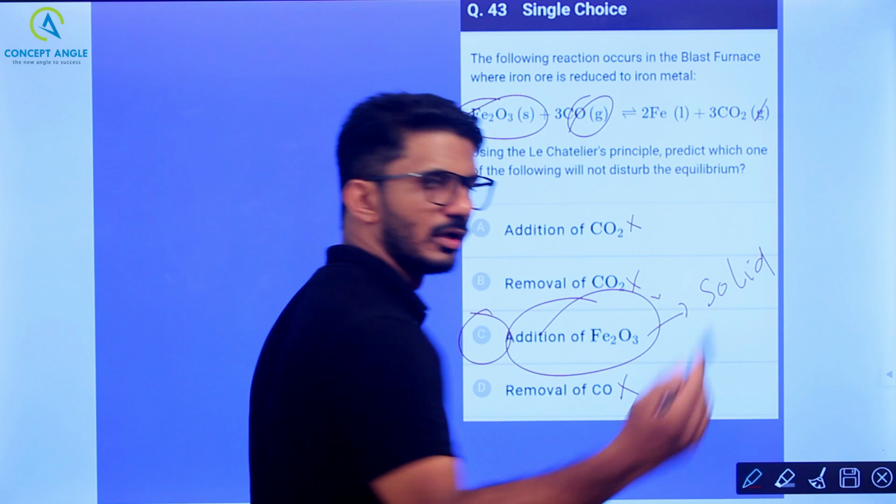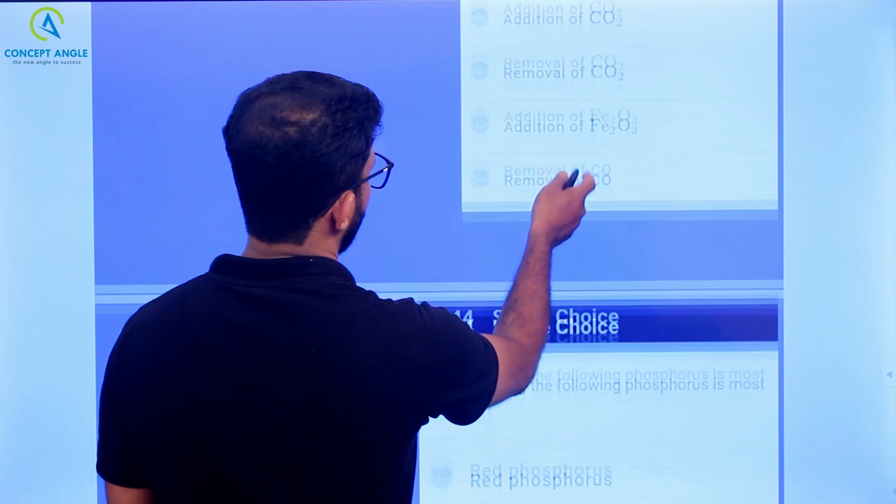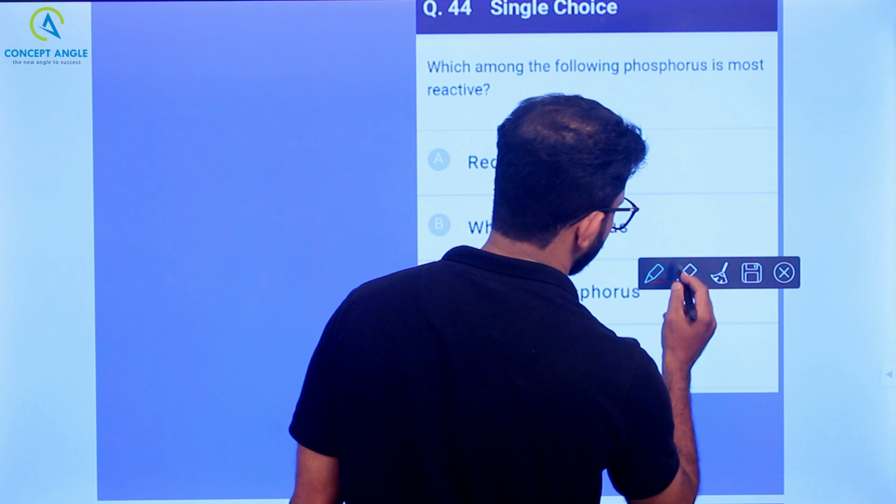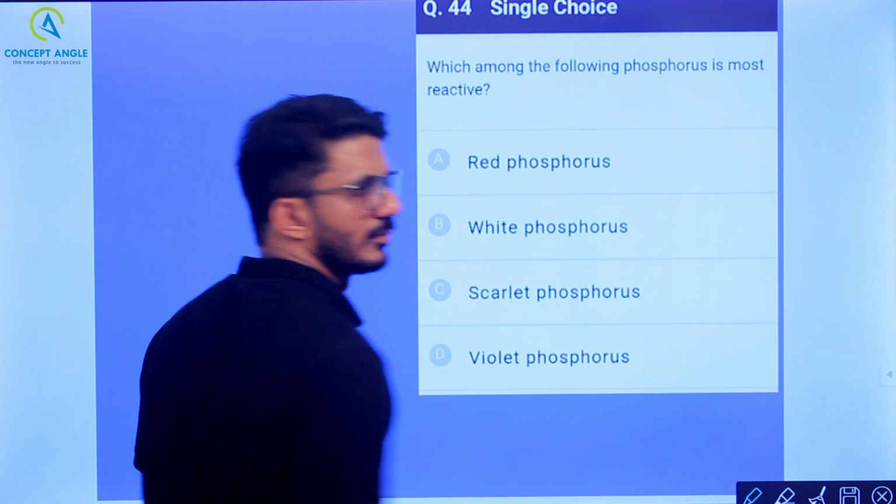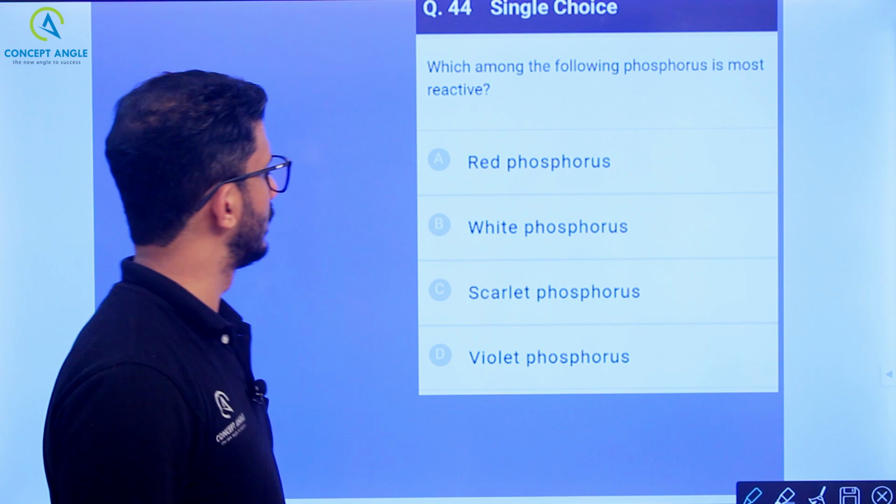Addition of a solid or liquid substance will not disturb a heterogeneous equilibrium. And question 44: which of the following phosphorus is most reactive? You know the allotropes of phosphorus: white phosphorus, red phosphorus, black phosphorus, alpha black and beta black phosphorus. Which among the following phosphorus is most reactive?